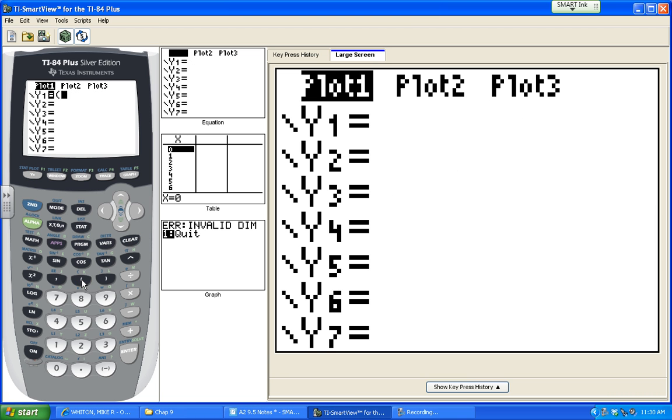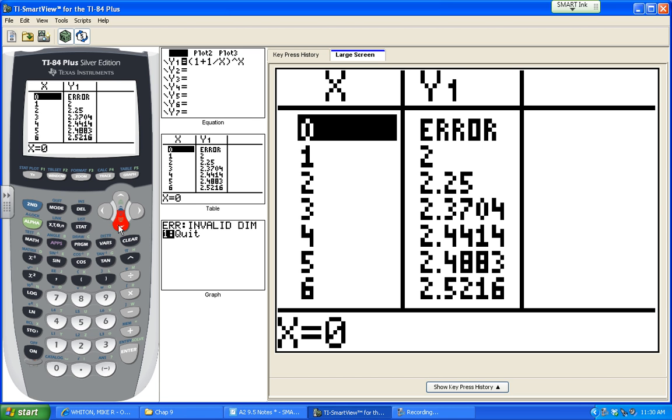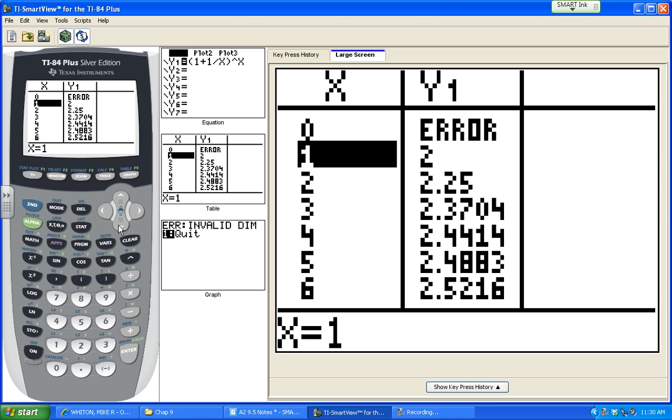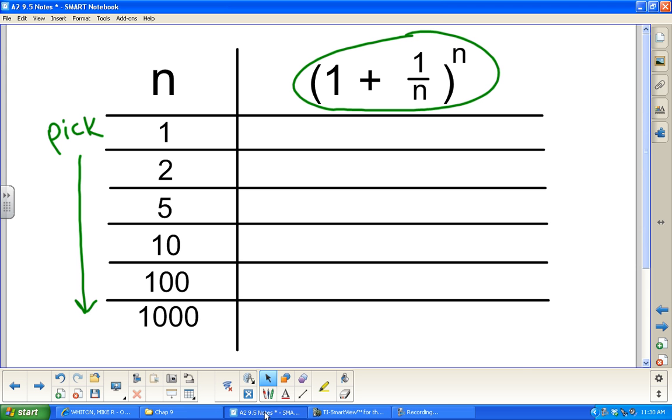I'm going to do it as 1 plus 1 over x to the x power. I'm using x so that I can use a table. So those x's are like where the n's were. I just want to see what happens to the answer as I put bigger and bigger numbers in for x. If I go to the table, we can see if I just use 1, the answer would be 2. If I use 2, there's the answer, and so on. So let's fill some of these in. Just to see it for the first one, I'm putting in a 1 for that n.